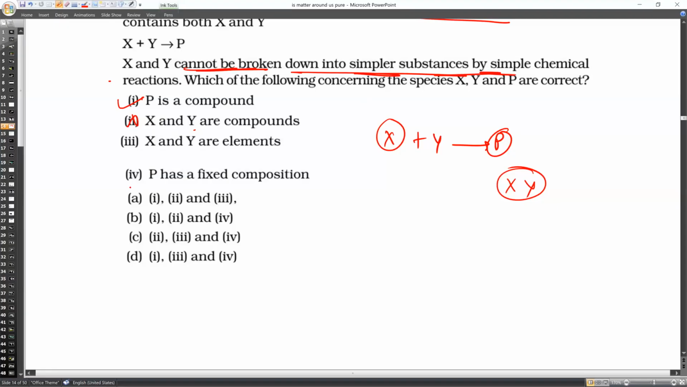Yes or no? X and Y are elements, and P has fixed composition. I have told you the compound. P is a compound, and compounds have fixed composition.